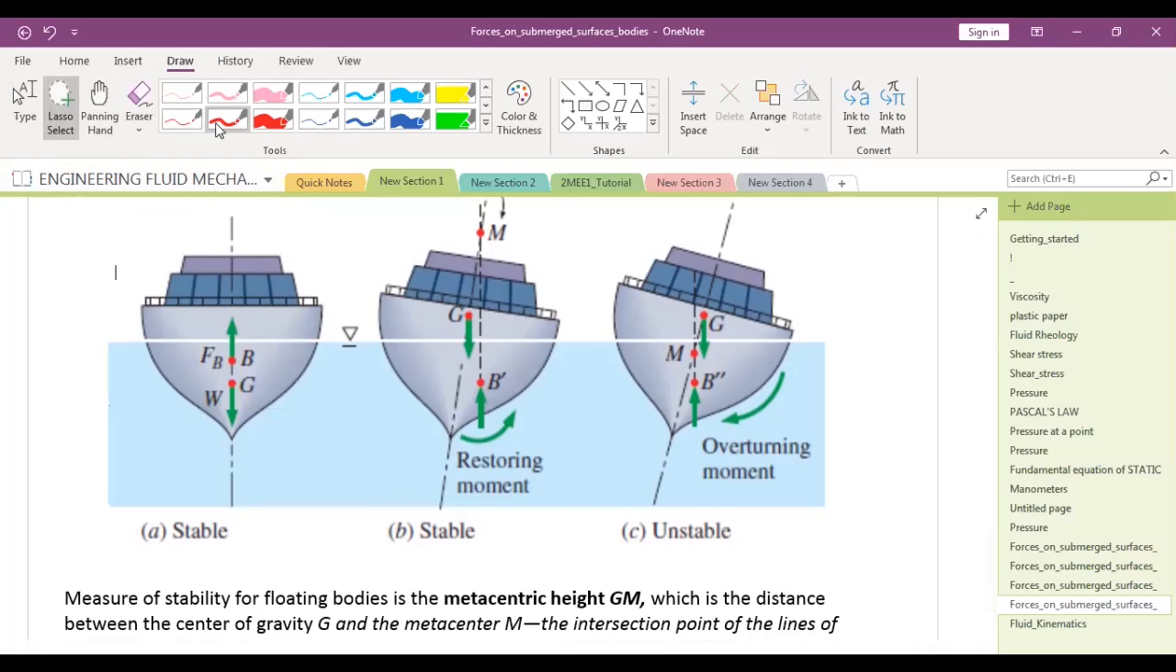But the location of center of buoyancy will shift towards the right. Why? Because now more portion of the volume is immersed towards the right. So B will shift from this location to the right side.